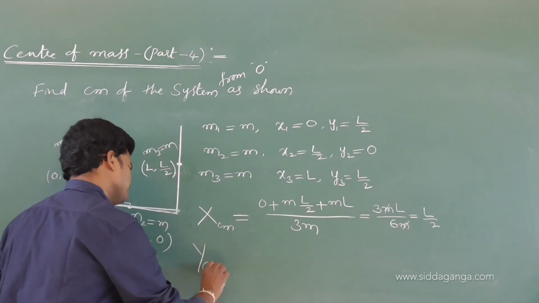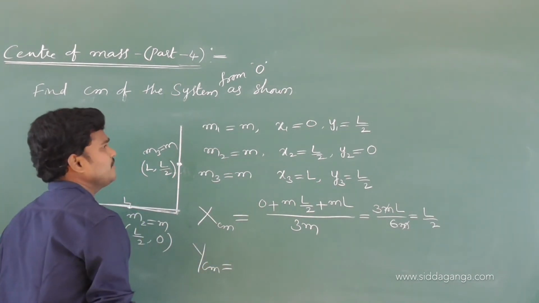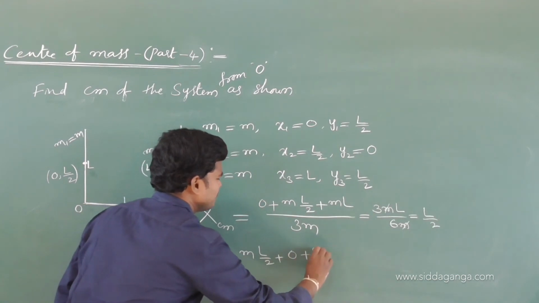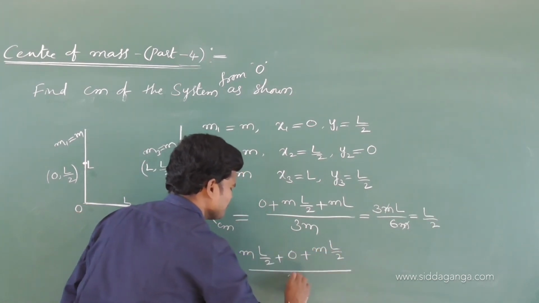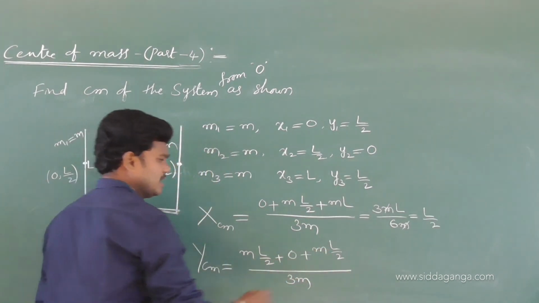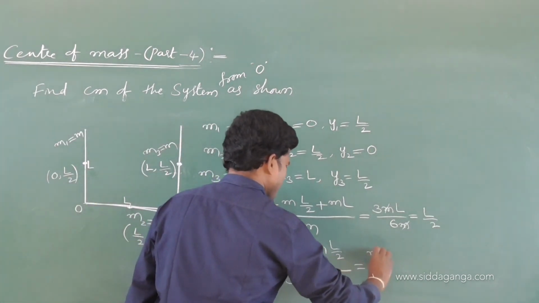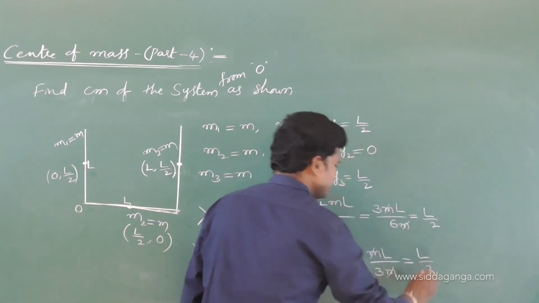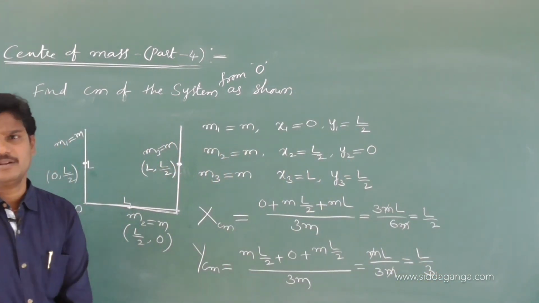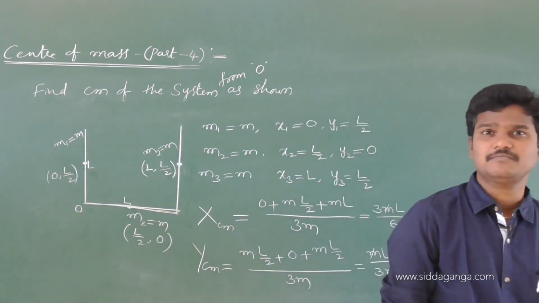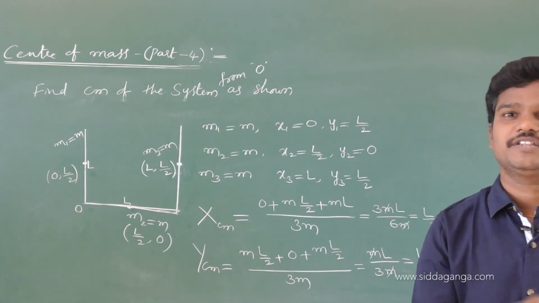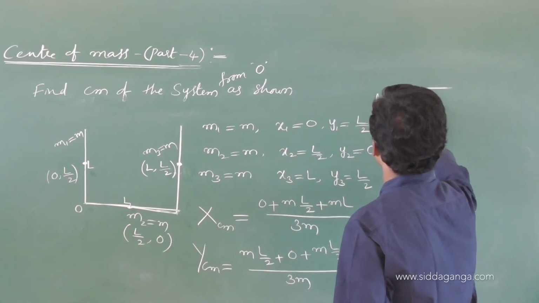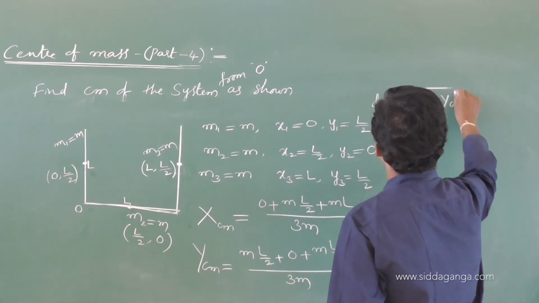Let us get ycm. ycm is m1 y1, m into L by 2, plus m2 y2, which is 0, plus m3 y3, m into L by 2, divided by 3m. ml by 2 plus ml by 2 is nothing but ml, by 3m. So how much now? L by 3. So I got xcm, ycm as L by 2 and L by 3. So I got the coordinates for this system from the origin as L by 2 and L by 3. If they ask you to find the distance, you can use xcm square and ycm square directly. Up to now, the coordinates are completed.